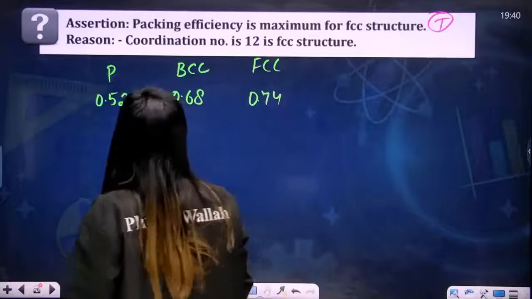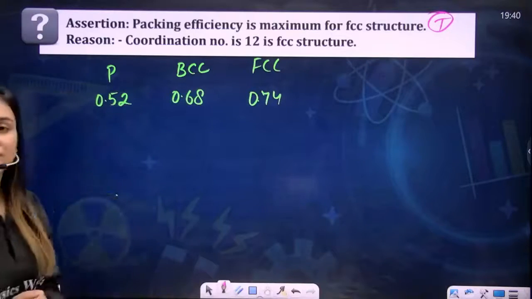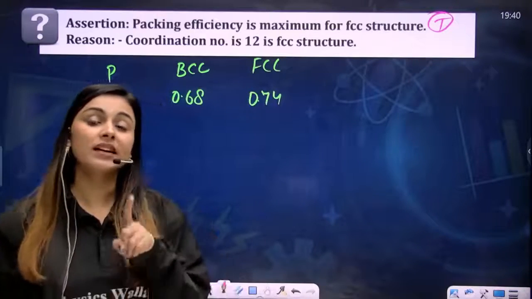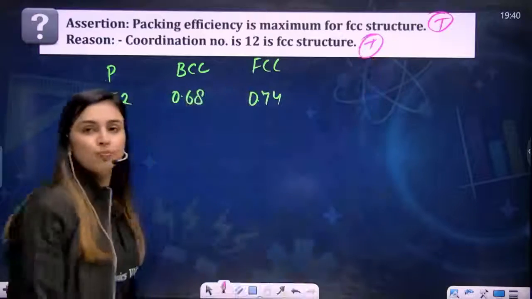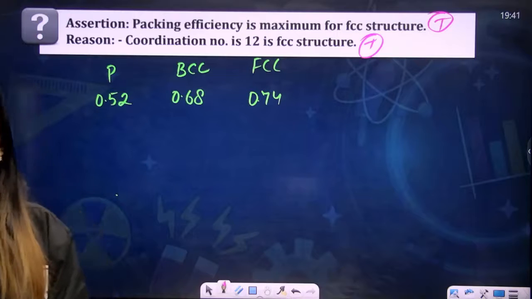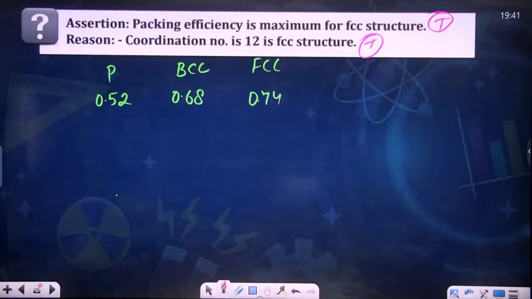The second says that coordination number is 12 in FCC structure. Yes, we did calculate and the first coordination number came out to be 12. So this is absolutely true. Right? Yes, perfect. I hope you're clear with this. Pause the video, write it down, and then we'll move forward.